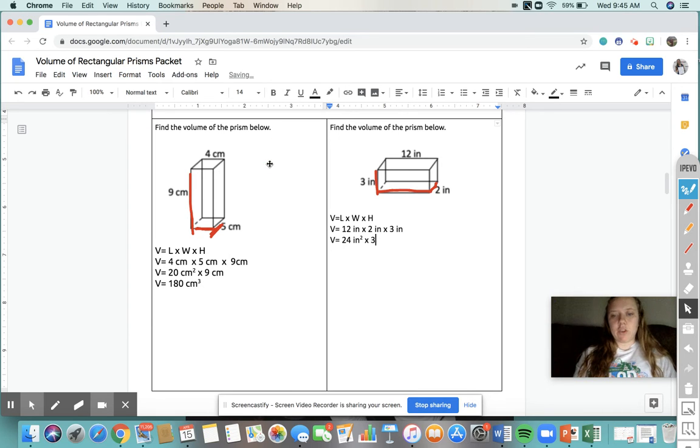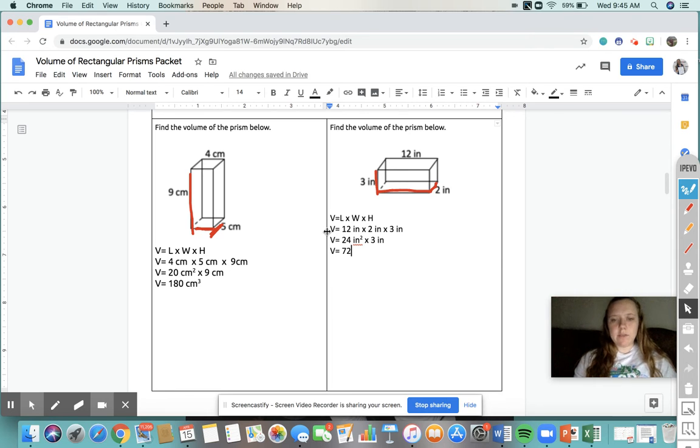We still have 3 inches left over. Now, Miss Bright, I don't know what 24 times 3 is. Well, out to the side, if you're going to get stuck, do 24 plus 24 plus 24. Write it out on a piece of paper. 24 plus 24 plus 24. That is the same thing as 24 times 3. When you do that, you should get 72, I believe.